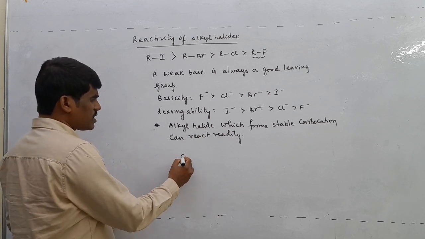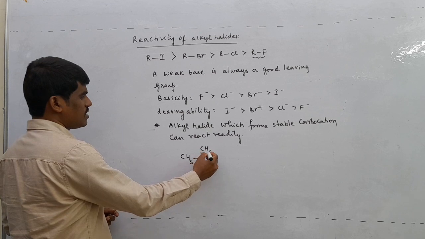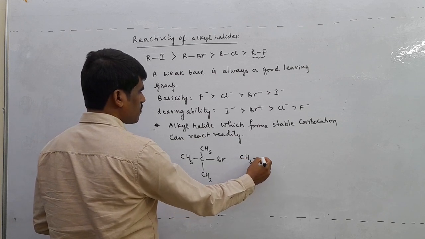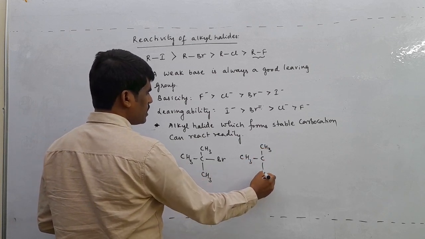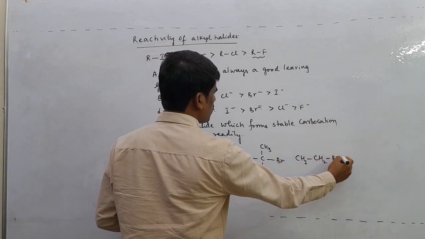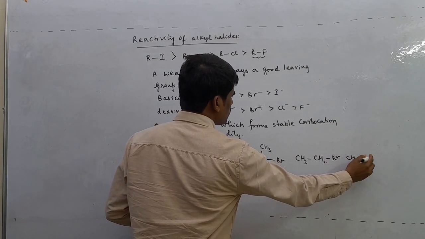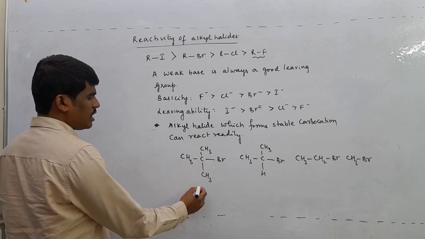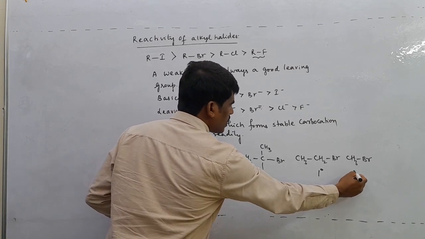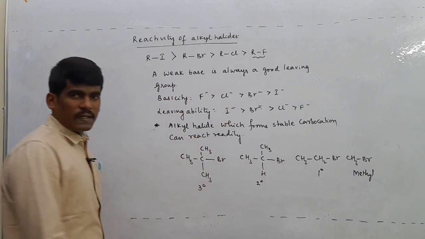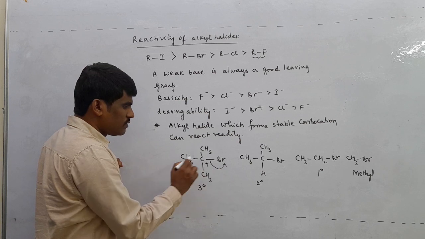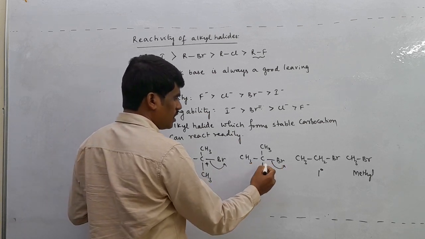Let us say, if you consider (CH3)3C-Br, and in a similar way (CH3)2CH-Br, and in the same way CH3CH2Br, and I can take CH3Br. This alkyl halide is a tertiary alkyl halide, this alkyl halide is secondary, this alkyl halide is primary, but this alkyl halide is methyl. Isn't it? Right? Suppose I break this C-Br bond, we are going to get a plus here. If I break the bond, I am going to get a plus here.